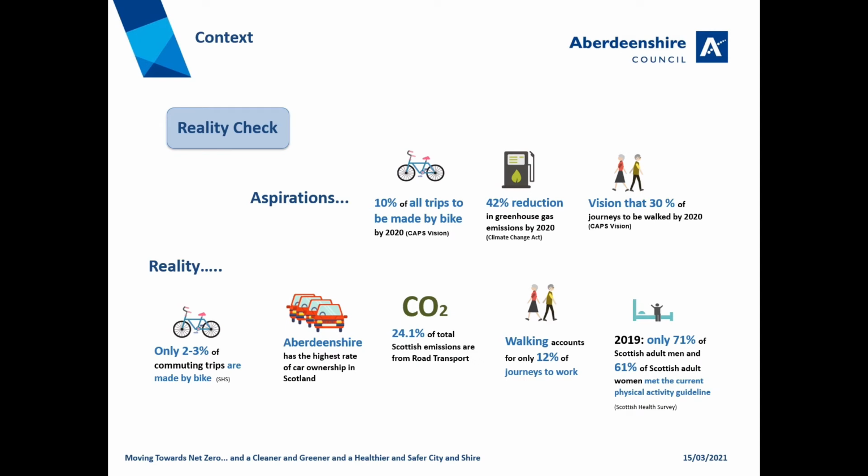If we do a reality check at the national level, we can see that our aspirations were very different than what the reality is. For example, we were hoping that by 2020, around 10% of the commuting trips were made by bicycle, and we know that only 2 or 3% of the commuting trips are made by that mode of transport. We also know that walking accounts only for 12% of our journeys to work, while we expected to have about 30% of that by 2020. So the reality is very different than what we expected.